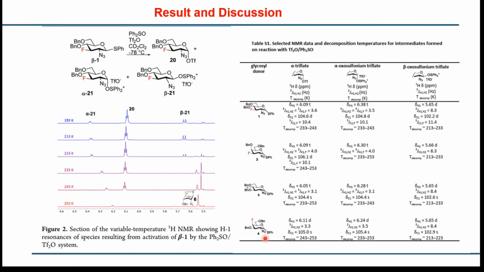Similarly, they have taken other donors like C3 of galactose. For the alpha triflate, they have calculated this three-bond coupling constant, 4, as well as this C1 carbon chemical shift value. And they have given the temperature at which this intermediate gets decomposed. And after decomposition, every time it is forming this intermediate 6, that is the acetal anhydro sugar.